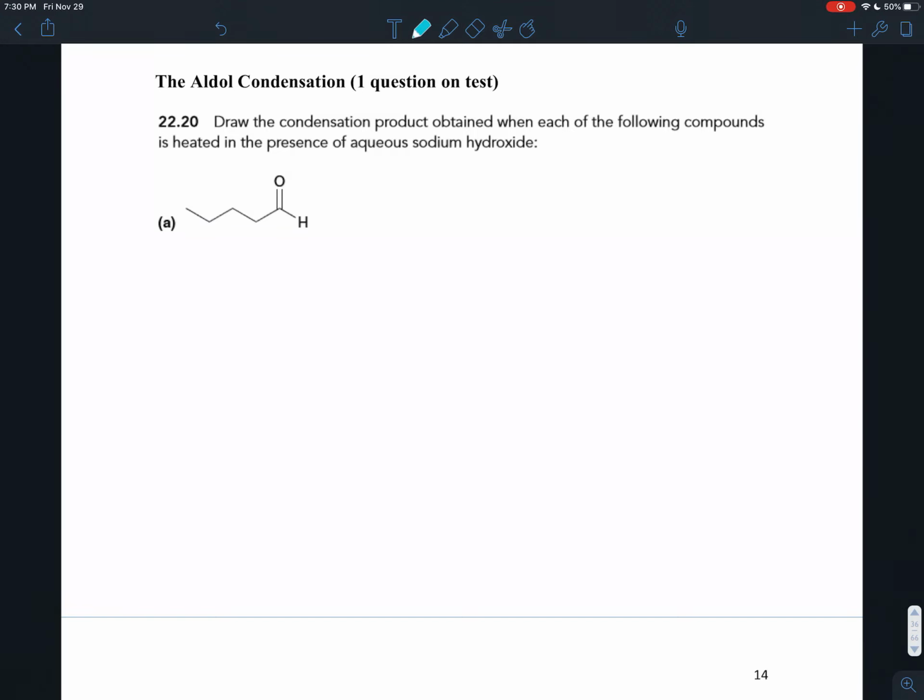In the previous video, we talked about the mechanism behind aldol condensations, how you first do an aldol addition, and then if you heat it up, the OH, the beta hydroxy group, will act as a leaving group. One of the alpha hydrogens will be ripped off by the base, and you'll basically do an elimination reaction. So you get an alpha-beta unsaturated aldehyde or ketone.